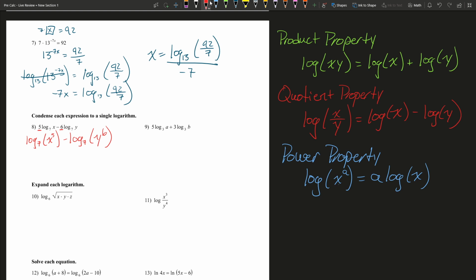And then we can worry about the product and quotient property. Now because there's a difference here, you're just taking the quotient, or the ratio, of x to the 5th over y to the 6th, and you're putting that in one log. I've seen a lot of people put log base 7 of x to the 5th over log base 7 of y to the 6th. That is not right. It's just one log and a quotient on the inside of the log.